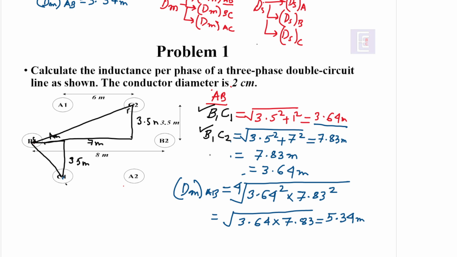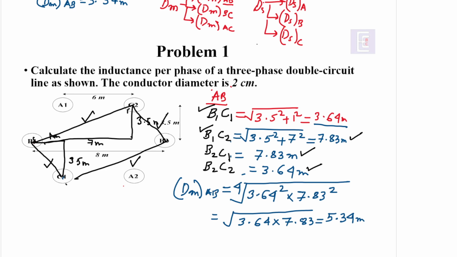Third, we have B2 C1. B2 C1 is this distance. This will be the same as that of B1 C2 because of the symmetry. And finally, we have B2 C2. It is this distance. It is exactly the same as that of B1 C1 due to the symmetry. So we have B1 C1 3.64, B1 C2 7.83, B2 C1 7.83 meter and B2 C2 3.64.